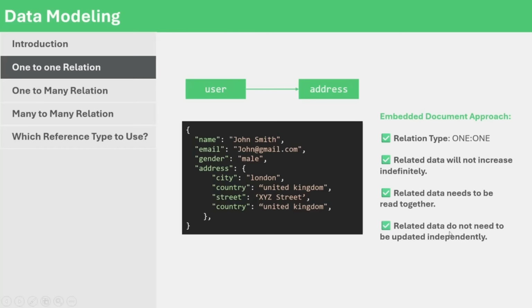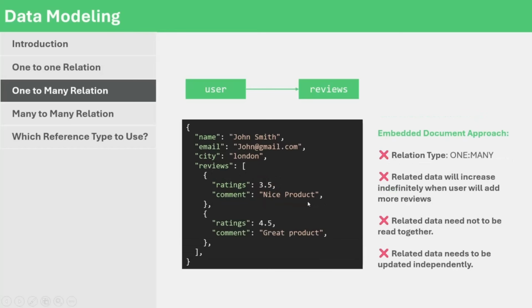And finally, the related data do not need to be updated independently. In this example, the address data needs not to be updated independently. Whenever we are going to allow user to update his details like his first name, last name, etc., he can also update his address. So in this example, the related data, in this case the address data, need not to be updated independently very frequently. So in that way also, embedded document approach is preferred. Now let's take another example.